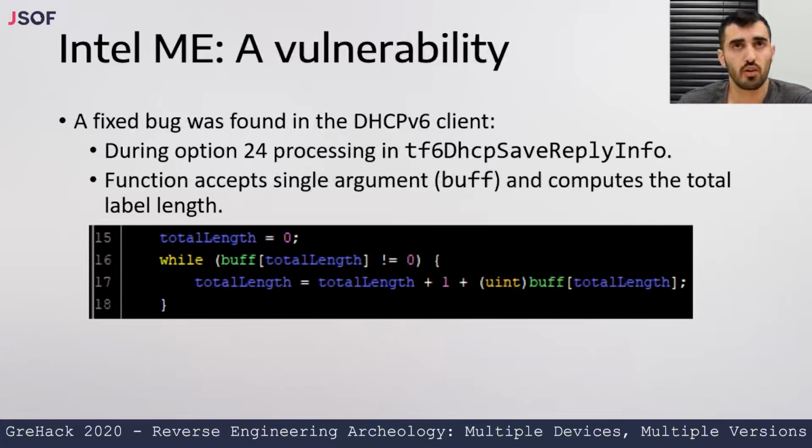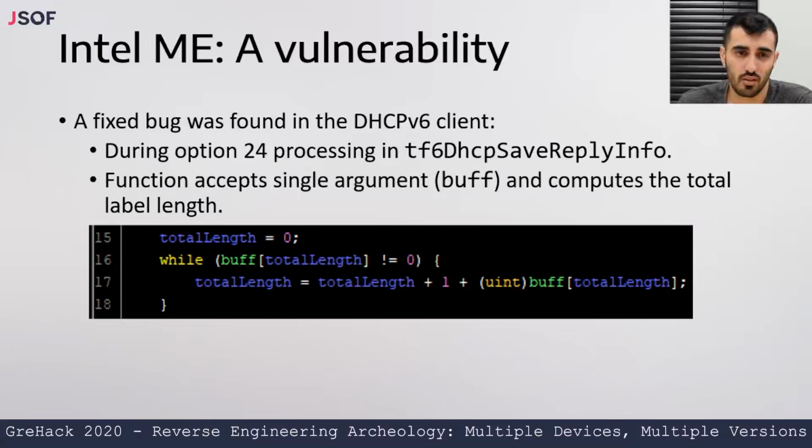And what we found was a bug in the DHCPv6 client of Treck. During option 24 in DHCPv6, which is the domain search list option, in the function dhcpv6SaveReplyInfo, which commits the data received from the DHCPv6 server, we found an out-of-bounds read vulnerability.